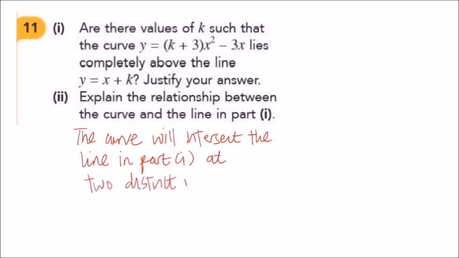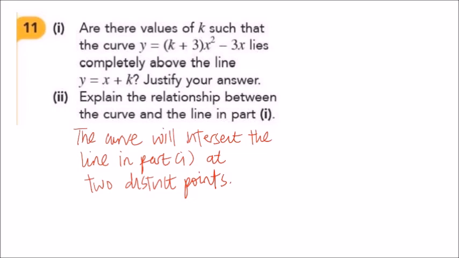Yeah, because if you were to recall, in part 1, we have proved that the value for b squared minus 4ac is more than 0. And if the value for b squared minus 4ac is more than 0, it means that we are expecting 2 intersection points. We are expecting 2 real and distinct points. So therefore, the curve will intersect the line in part 1 at 2 distinct points. That is the relationship between the curve and the line.